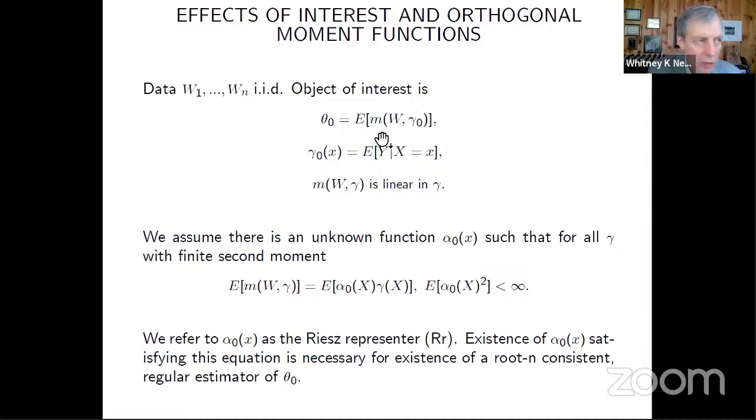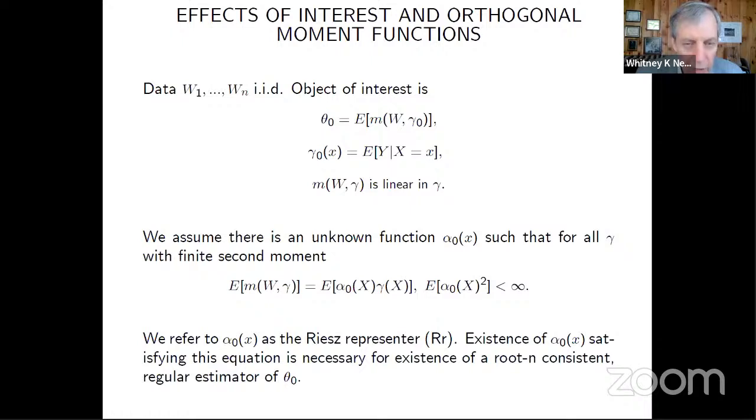So it's a fairly general class of things. It's going to include examples, the one coefficient of a regression. It's also going to include the average treatment effect, okay? Now we're going to focus, for most of the talk, on the case where M is linear in this gamma. And again, that's going to include the one coefficient of a regression, and it's going to include the average treatment effect and other things.